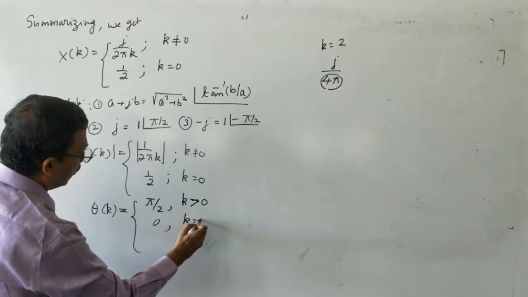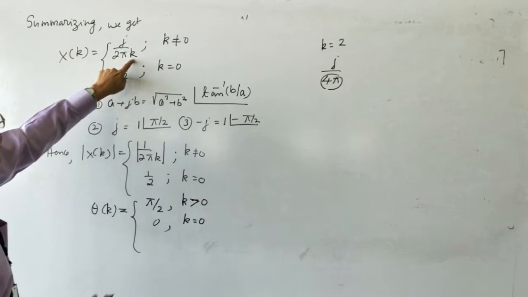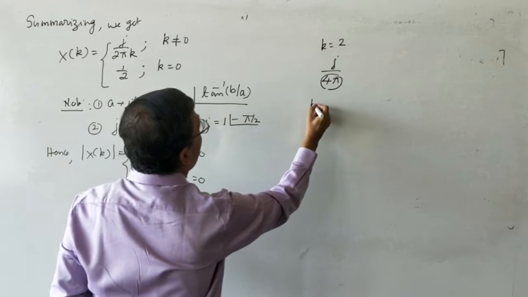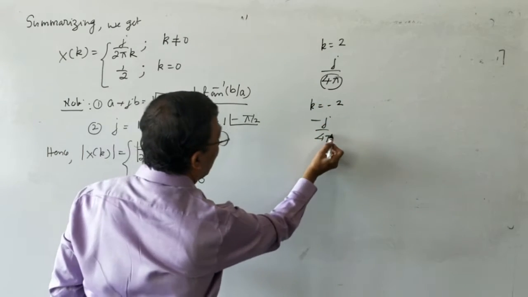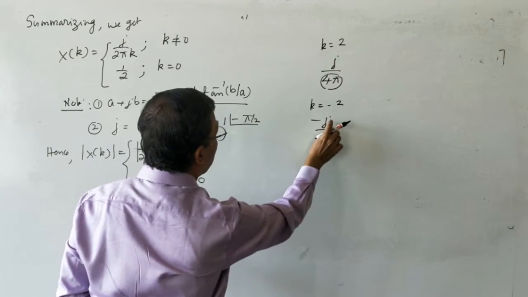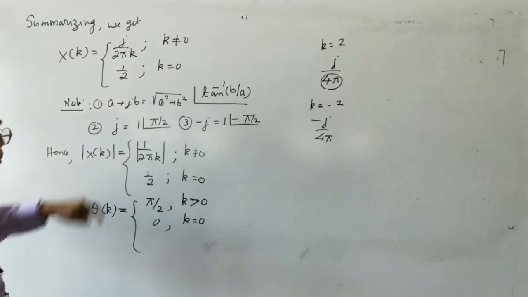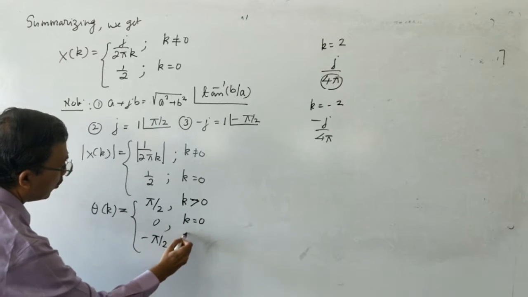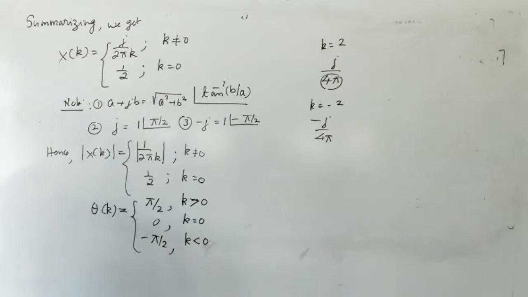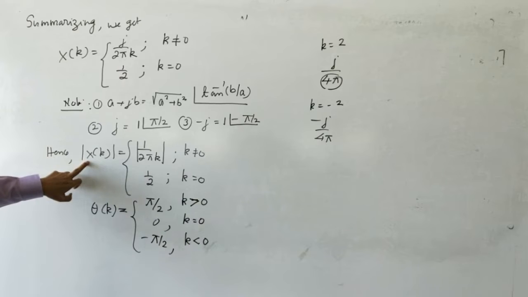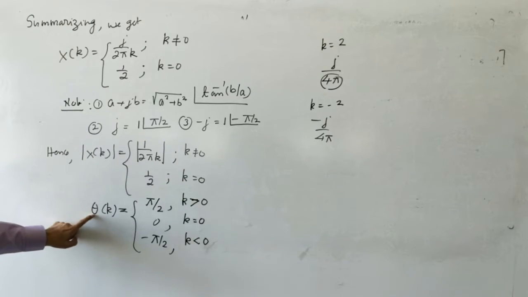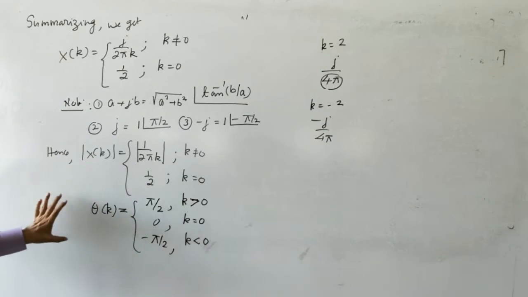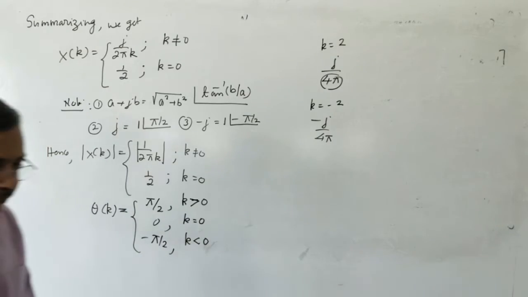When k is negative, for example, when k is minus 2, what you get? Minus j by 4 pi. What is the angle of 4 pi? 0. What is the angle of minus j? Minus pi by 2. So minus pi by 2 when k is less than 0. Please note that amplitude spectrum is drawn using this equation. Amplitude spectrum must exhibit even symmetry. Phase spectrum is drawn using this equation. Phase spectrum must exhibit odd symmetry.